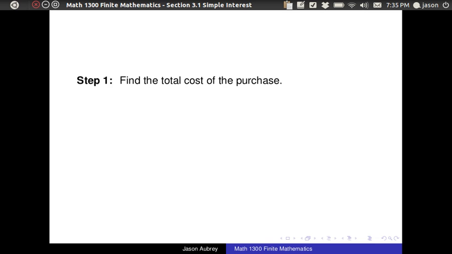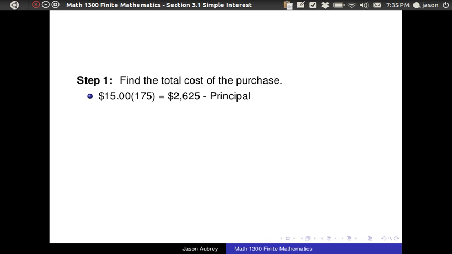So we'll do this in a few steps here. The first step is we're going to find the total cost of the purchase. On the one hand, the investor wants to buy 175 shares of stock. Each share of stock costs $15. So he's going to have to pay $2,625 just for the stock.